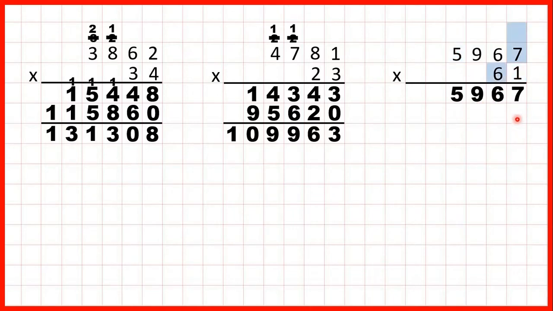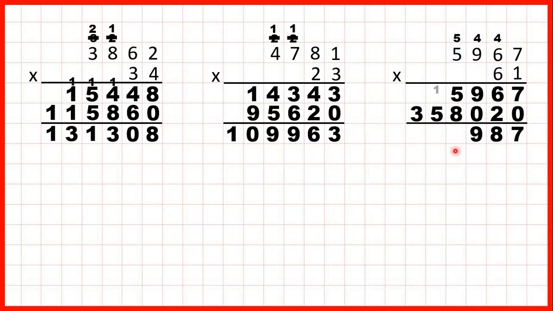Now we need to remember to write our 0. We don't have any working to cross out, so now 7 times 6 is 42, so 4, 2. 6 times 6 is 36, plus 4 is 40, so that's 4, 0. 9 times 6 is 54, plus 4 is 58, so 5, 8. And finally, 5 times 6 is 30, plus 5 is 35. Again, we just need to add up our answer lines, and that gives us our answer, 363,987.